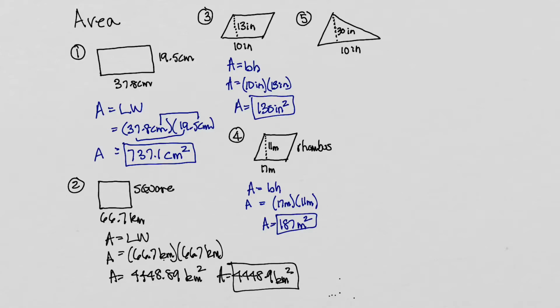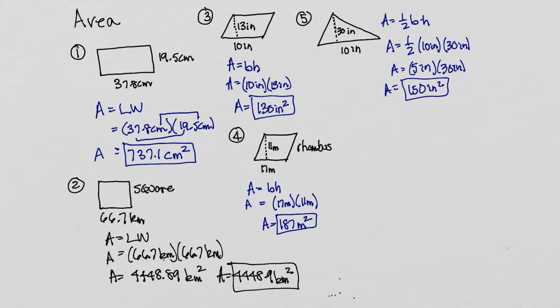Off to number 5, what we have is a triangle with these dimensions, and the area formula for a triangle is area is equal to 1/2 the base times the height. So let's put our numbers in here. We're going to get 1/2 the base, which is 10 inches, times the height, 30 inches. Now half of 10 is 5, so we'll get 5 inches times 30 inches. So we're going to get the area of this triangle is 150 square inches.